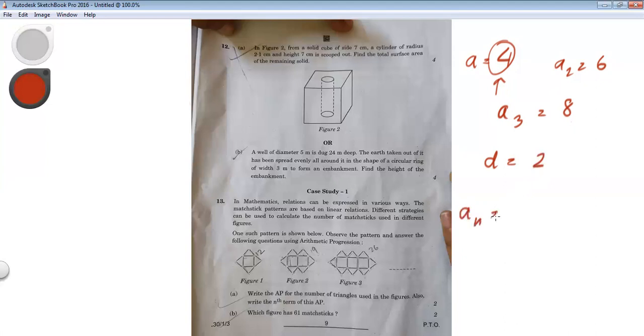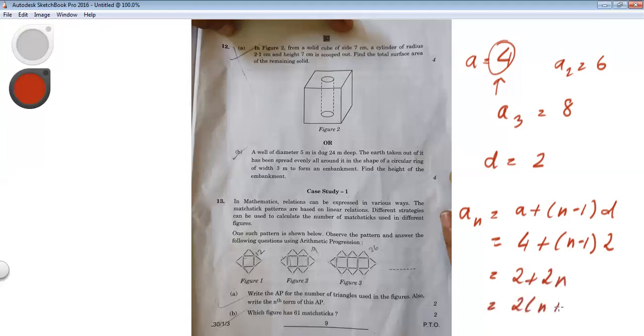So therefore, An is nothing but a plus n minus 1 into d, right? The first term is 4. So this is nothing but a is 4 plus n minus 1 into d is 2, right? So you get 2 plus 2n. If you take 2 common, you can write 2 times n plus 1. So your nth term is going to be 2n plus 1, the number of triangles. That's the AP. Now which figure has 61 matchsticks?